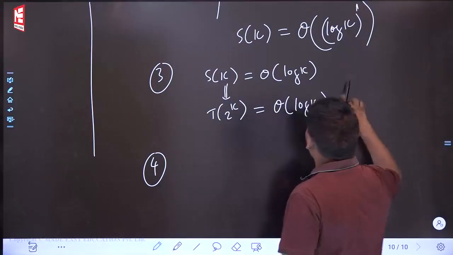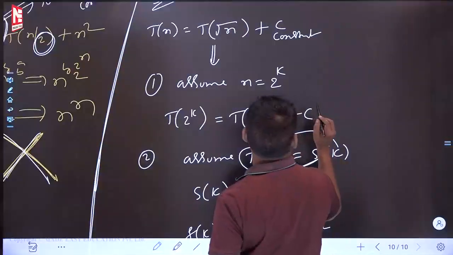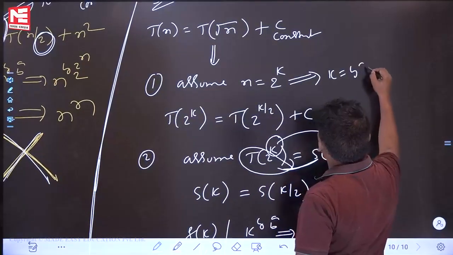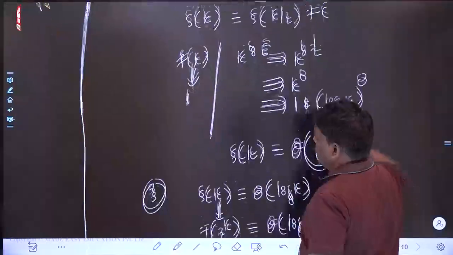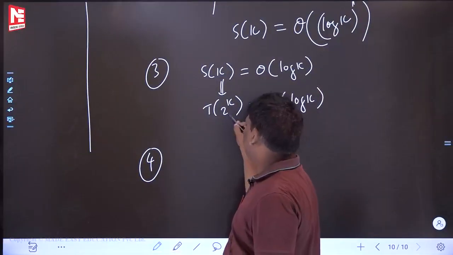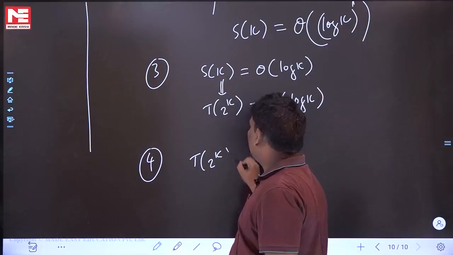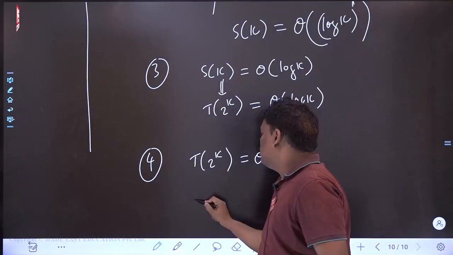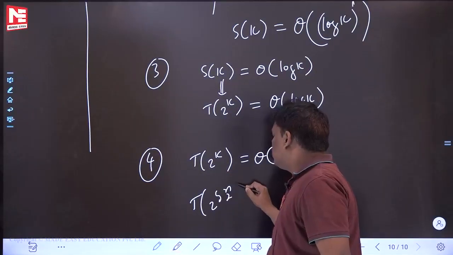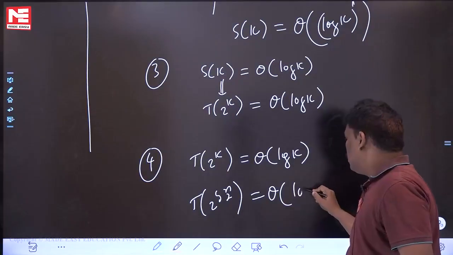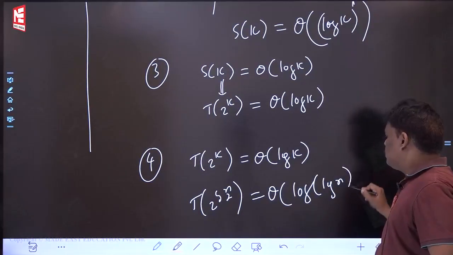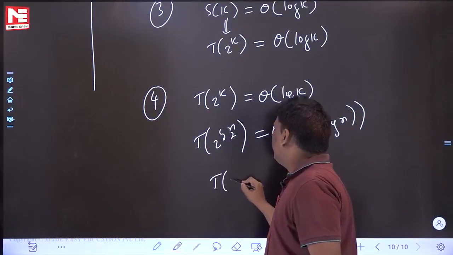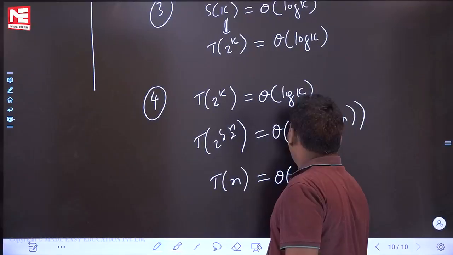First step reverse. Can you say what is the first step? N is equal to 2 power k. Means k is equal to log n base 2. Replace now. Fourth step: replace k with log n base 2. T of 2 power k is equal to theta of log k. That is okay. Replace k by log n. This will become T of 2 power log n base 2 is equal to theta of log n base 2. Now this will become T of n is equal to theta of log n.